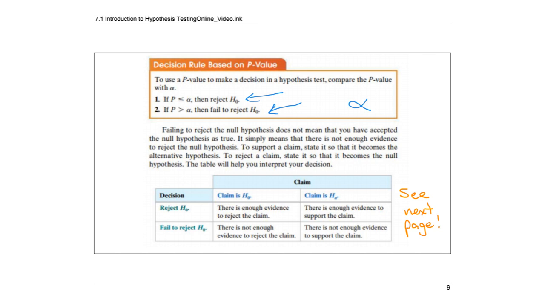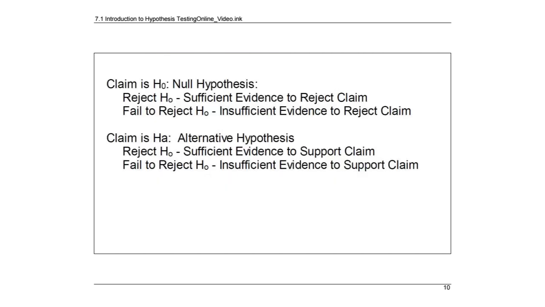Now we have to start working on the claim, but we're not going to start this just yet. This wording is very tricky, which is why I have it as a table based on what was in the book, but I also have it laid out on the next page, especially if the claim is the alternative. This will make a lot more sense when we start working on problems.